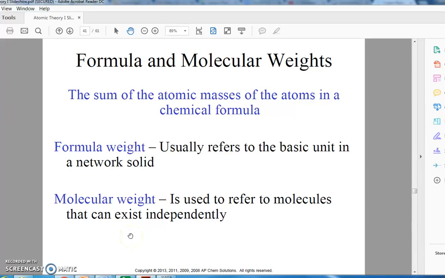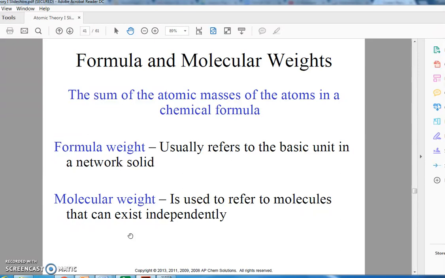Alright, we're going to finish up this section by looking at formula and molecular weight. These are the sum of the atomic masses of the atoms in the chemical formula. Last year, you may have heard this referred to as molar mass. Here we're talking about the same exact calculation. So we're looking at these atoms on the periodic table at their atomic masses, and we're going to add them together and get the sum if we have a compound.